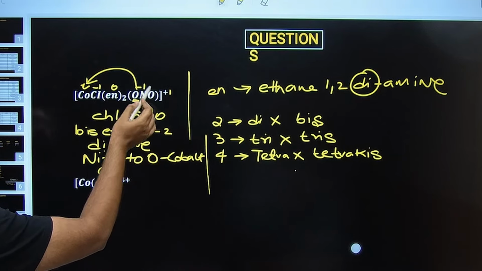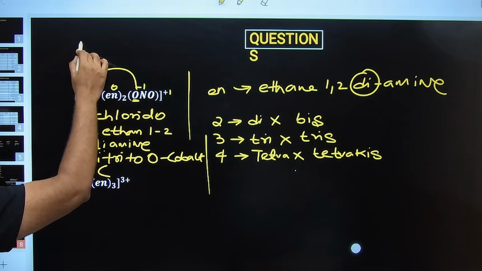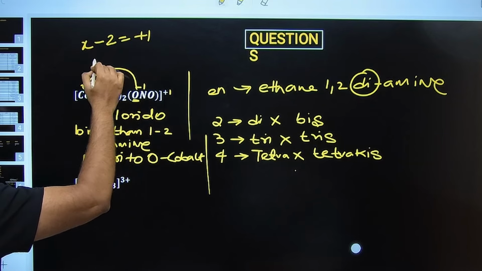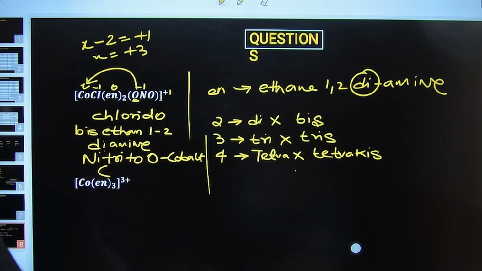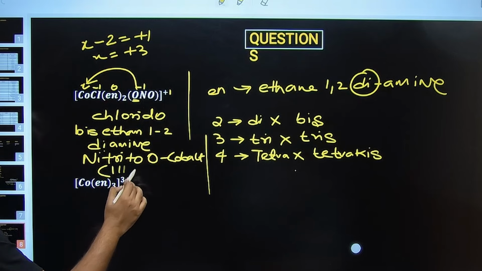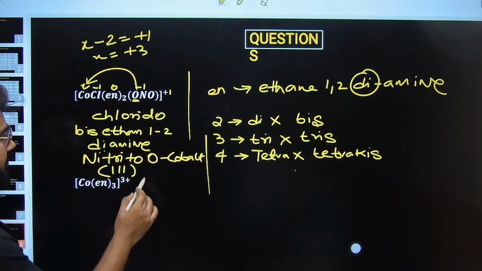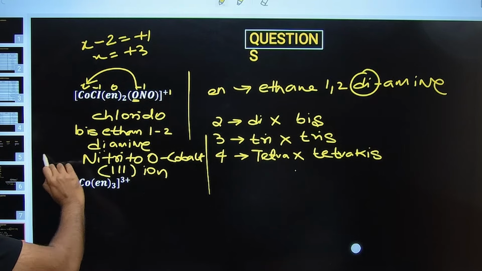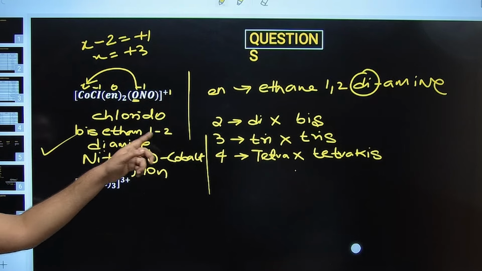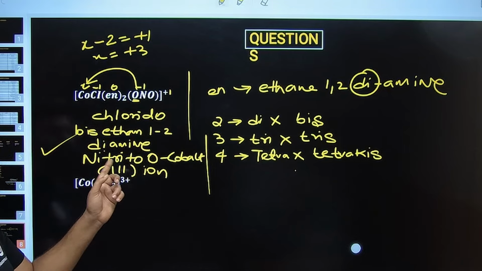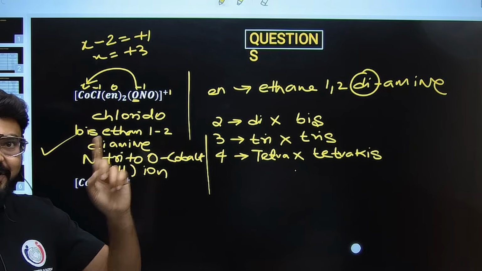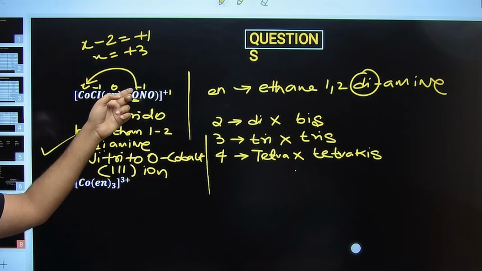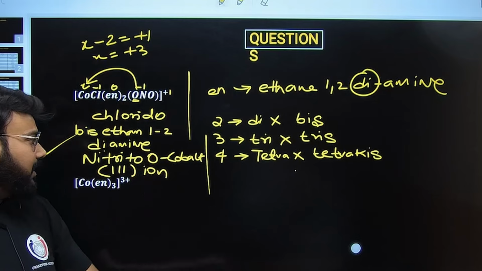You can see it's 0, -1, -1. So X minus 2 is equal to +1. So X will be +3. Clear? So cobalt 3, because there is no cation, no anion, so we'll simply write it as ion because there is a charge given. That's all. So this is the name. Chlorido bis ethane 1, comma 2 diamine nitrito-O cobalt 3 ion. Nitrito because it's ONO. When it's NO2, it's nitro. O because ambidentate ligand, so you have to represent the donor center.